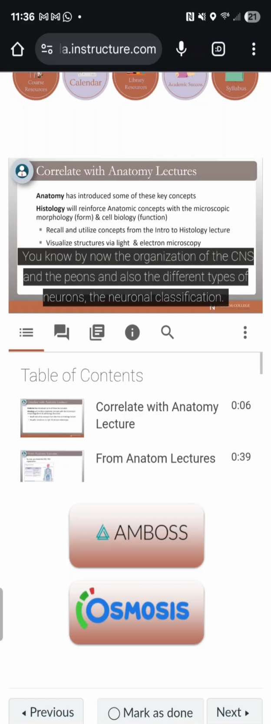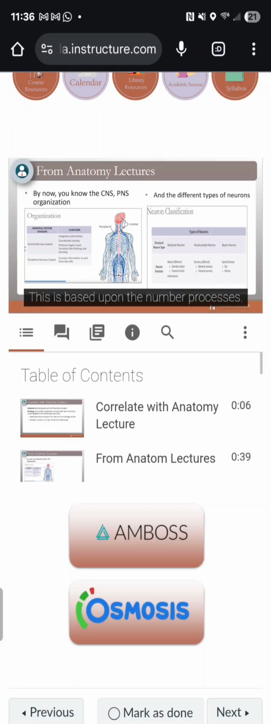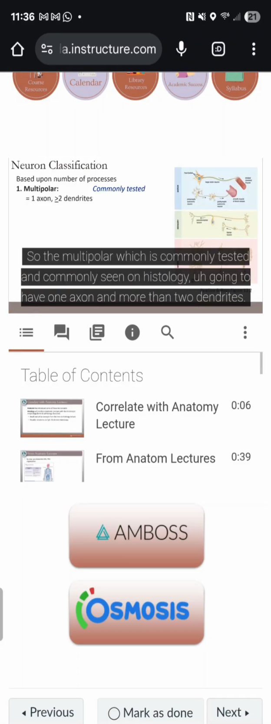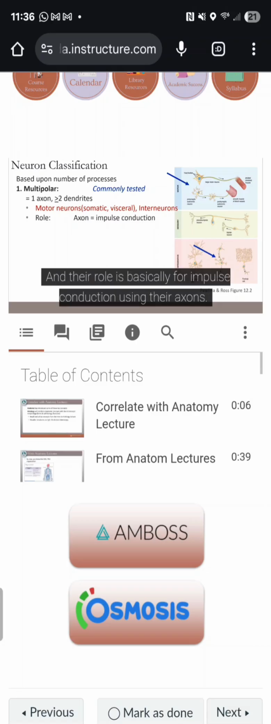From anatomy lectures, you know by now the organization of the CNS and the PNS, and also the different types of neurons. The neuronal classification is based upon the number of processes. So the multipolar, which is commonly tested and commonly seen on histology, is going to have one axon and more than two dendrites. These are usually seen with motor neurons, either with somatic or visceral organs, as well as interneurons, and their role is basically for impulse conduction using their axons.